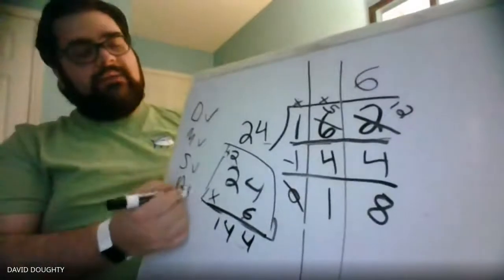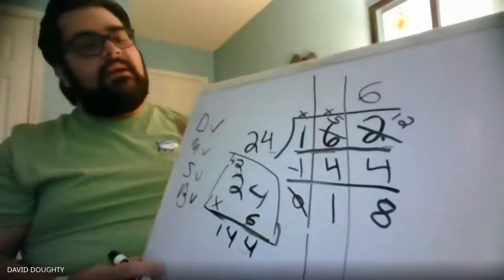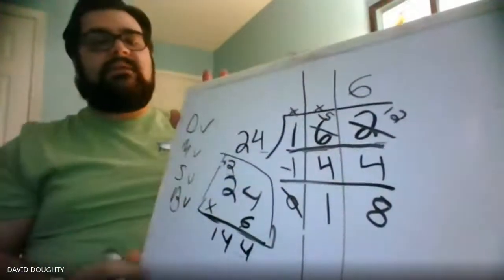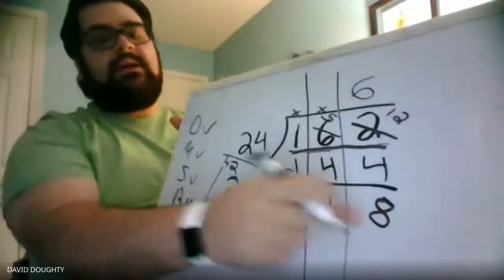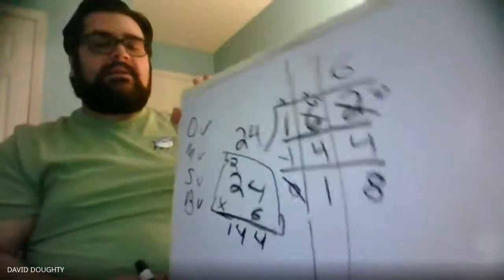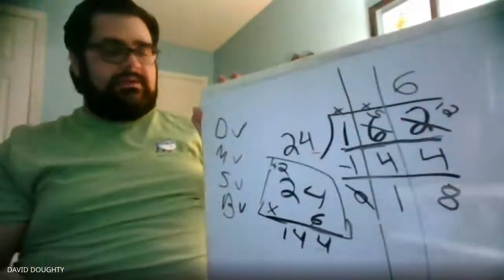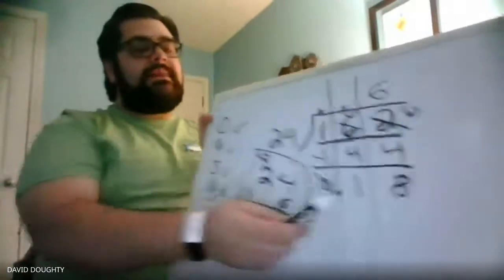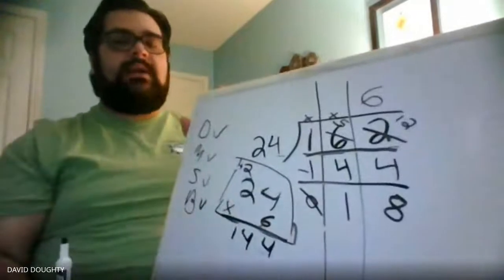So I don't have anything else to bring down. Every spot on top is filled. And this number is smaller than my divisor. So what does that mean? Who can tell me what my answer is? What is my quotient? 6 with a remainder 18. 6 remainder 18. Sometimes you can have a big number as your remainder.